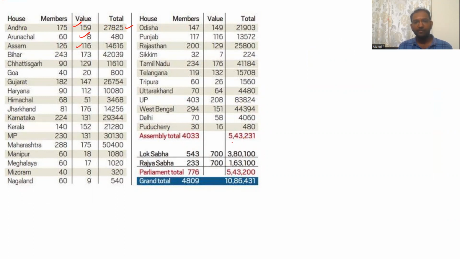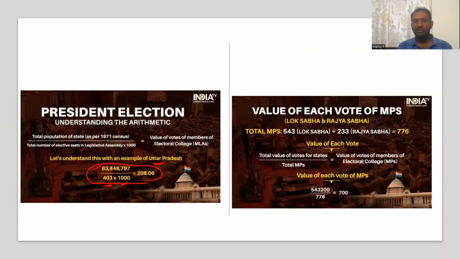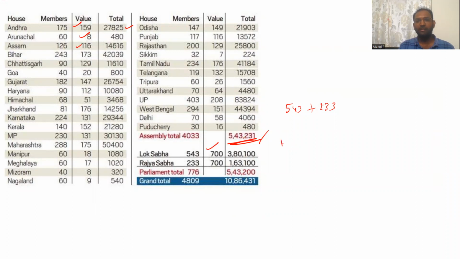But the total sum is 5,43,231. To determine the value of the vote of an MP, we divide it by the total number of elected MPs: 543 in Lok Sabha, because 2 are nominated, and 233 in Rajya Sabha, because 12 again are nominated. Now when we divide it, we get 700. So 700 is the value of the vote of an MP. Now three inferences are important from here. The first inference is that the value of the vote of each MLA differs from state to state.